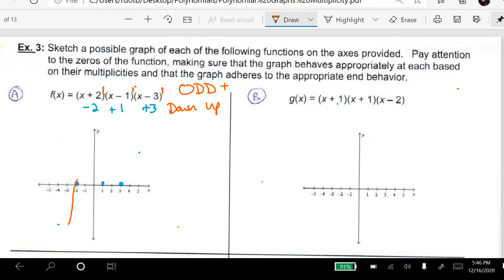So it's going to be something that looks like that. It's got the 3 zeros, it's odd, it's down, up. That would be a sufficient sketch.